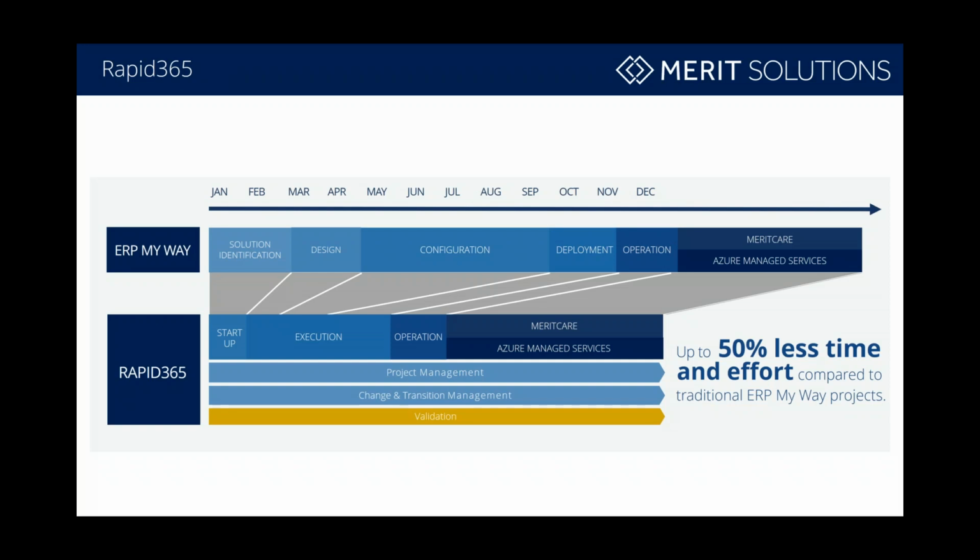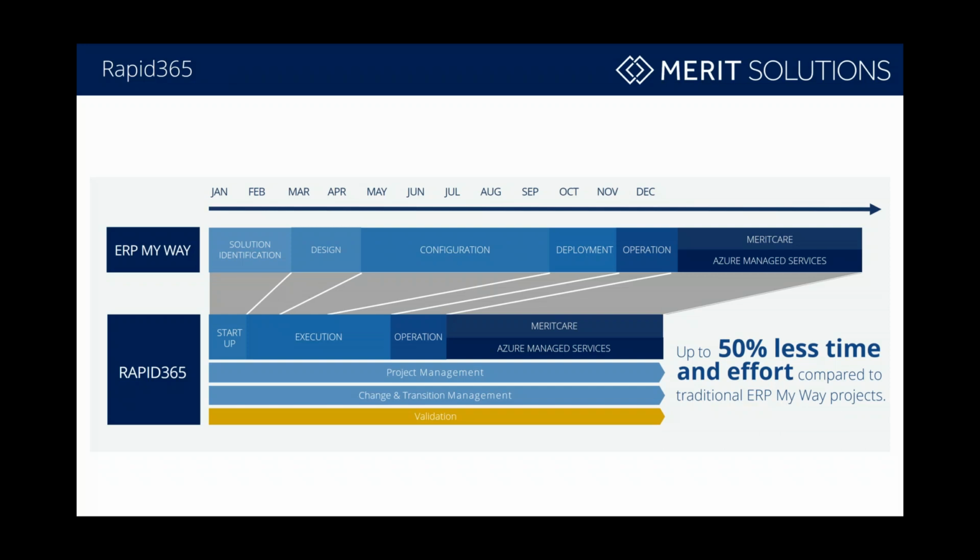In a traditional implementation, you've got that business transformation mapping, solution identification phase on the front end. You're going to do some design work. You're then going to take that design and configure, or make it real, in the software. You're then going to go through a deployment phase, which is a lot of your testing and your training, and then you're going to move to operation. So you have really 5 distinct phases in a typical methodology.